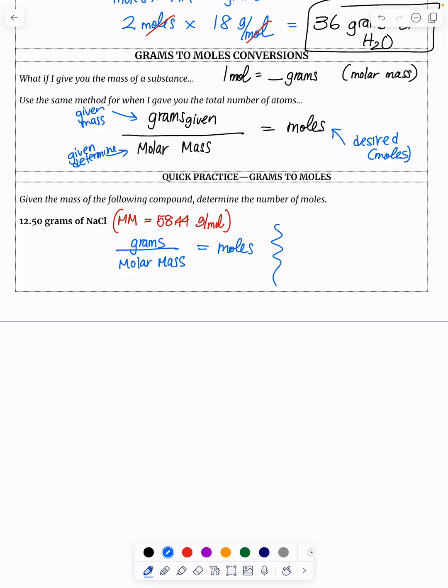So let's do that math here. 12.5 grams of NaCl divided by 58.44 grams per mole of NaCl. And I'm going to let you know these grams are going to cancel out. I'm going to be left with moles. My correct answer, if I do 12.5 divided by 58.44, I get 0.213 moles of NaCl. Done.